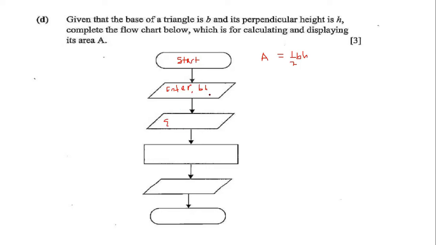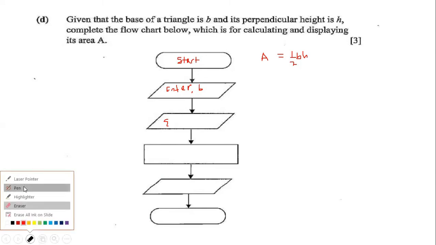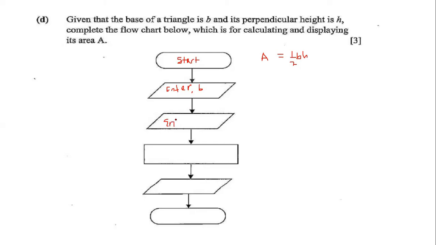So since there are two, at first you're going to enter B, then at second, that's when you're going to enter the H. So here you also write enter H. Now, after you enter H, when you find this shape here, which is a rectangle, this is where we write the formula. So area is equals to half base height.